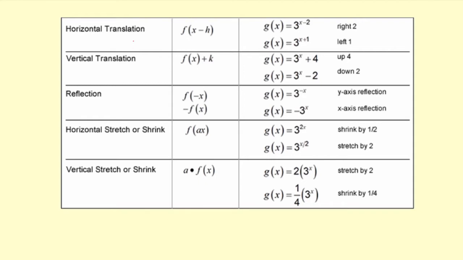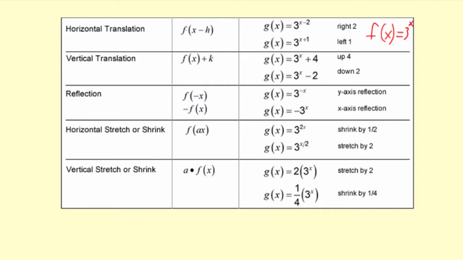So the horizontal translation is f of x minus h. Examples here, g of x equals 3 to the x minus 2, or 3 to the x plus 1. Those are right 2 and left 1 compared to the original f of x, which is 3 to the x power.